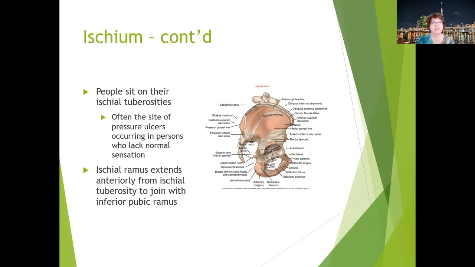The ischial ramus extends anteriorly from the ischial tuberosity to join with the inferior pubic ramus. So when we look at this, this is the posterior inferior iliac spine, this is the greater sciatic notch, this is the ischial spine, these are the ischial tuberosities, or this is one of them, and then this is the ischial ramus. So it projects anteriorly and it joins with the inferior pubic ramus.